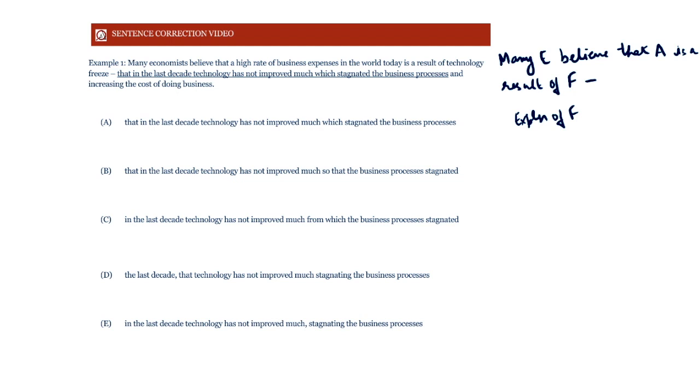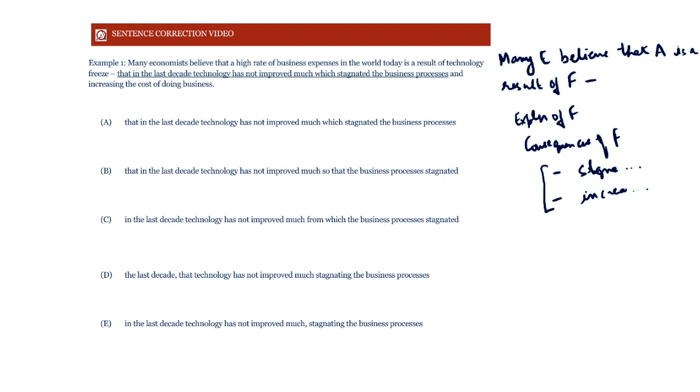which stagnated the business processes. So now we have two consequences of F. What are the consequences of technology freeze? One is stagnated, etc. And the other is increasing the cost. Okay. So then we have these two consequences which are equal elements in the sentence. They are both consequences of the technology freeze. And that is the reason why they should be in parallel.